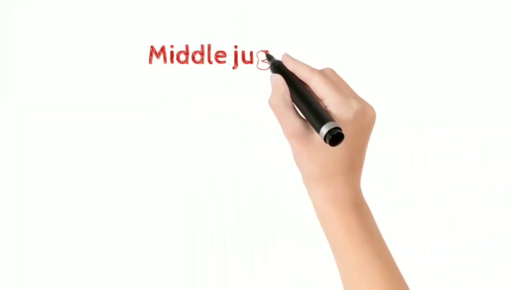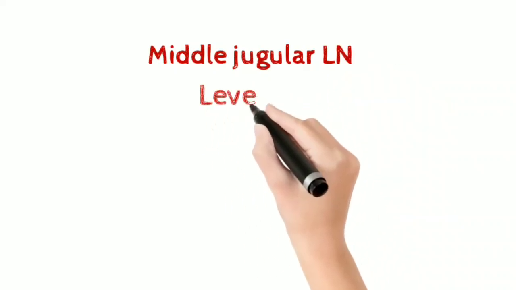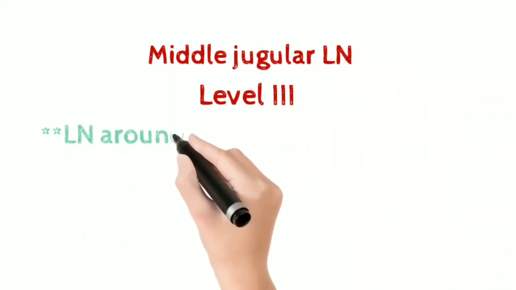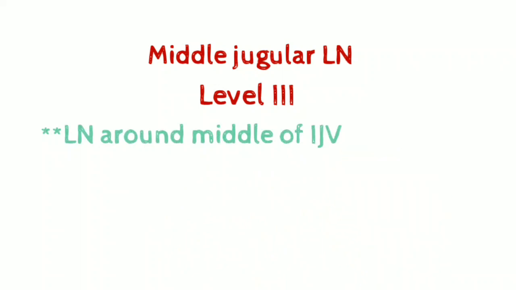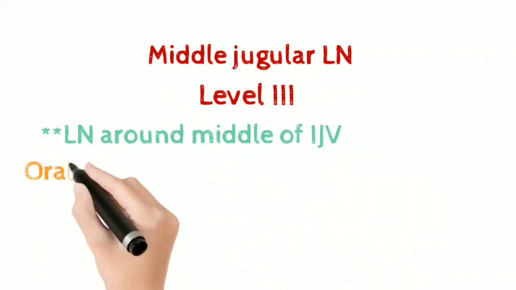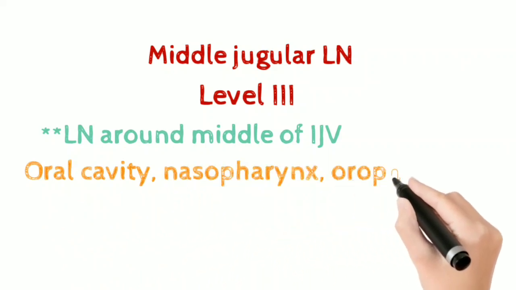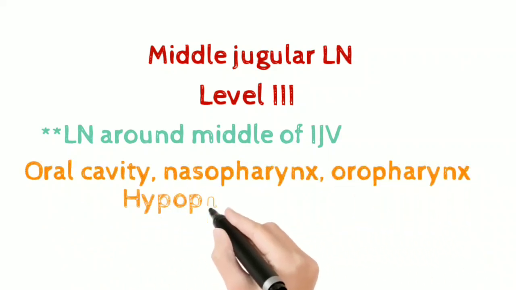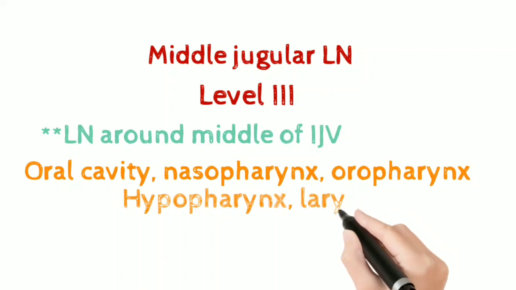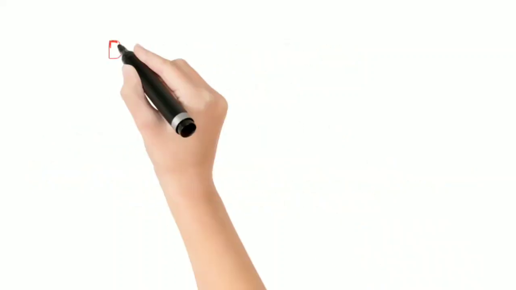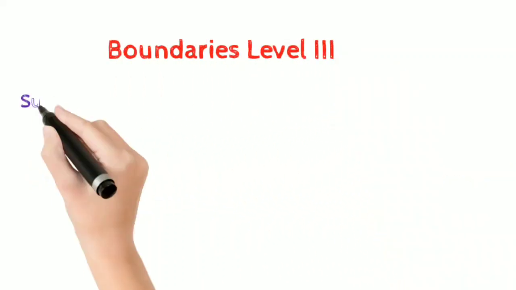Next is level 3, that is middle jugular lymph nodes. This includes the lymph nodes around the middle of internal jugular vein extending from the inferior border of hyoid bone to the inferior border of cricoid cartilage. This level is at risk of metastasis from oral cavity, nasopharynx, oropharynx, hypopharynx and larynx. Now let's look at the boundaries.